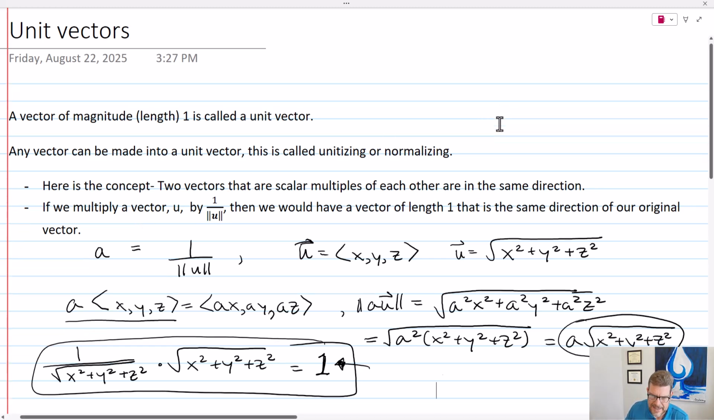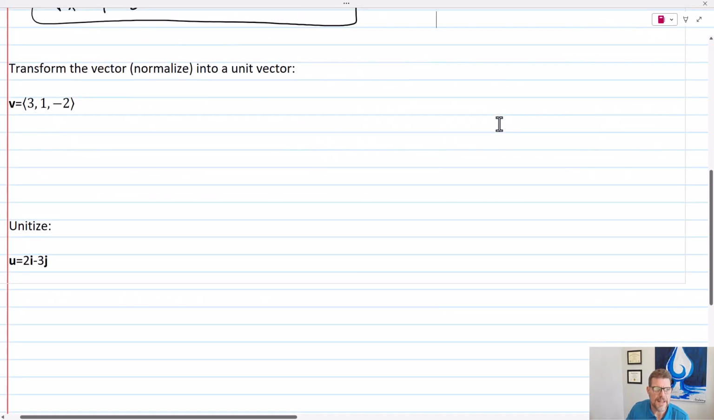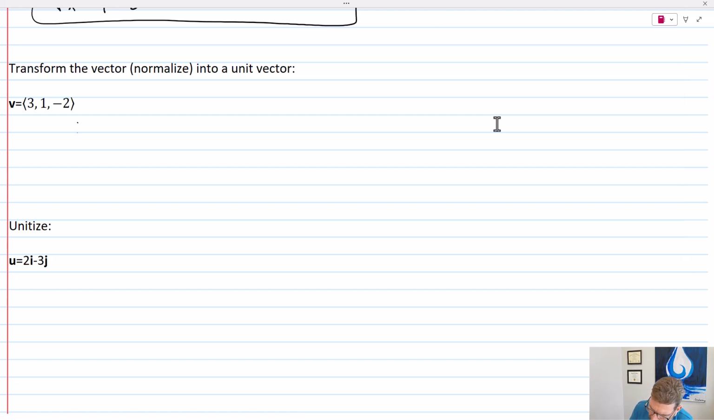Let's do a little example. So let's transform this vector. We're going to normalize it into a unit vector. So we've got v is equal to 3, 1, negative 2. So I'm going to figure out what the magnitude of v is. And that's going to end up equaling the square root of 3 squared plus 1 squared plus negative 2 squared. And that's 9 plus 1 plus 4, which equals the square root of 14.